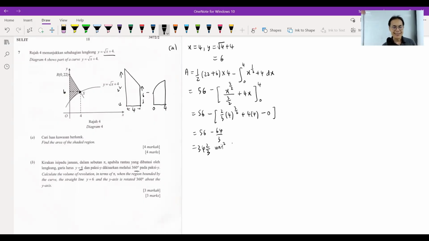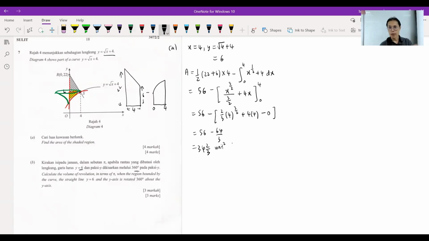So I'm now going to take this region. They say rantau dibatasi, region bounded by the curve. Dibatasi oleh lengkung, y equals 6. y equals 6 is this line, right? And paksi y. Paksi y is your y-axis. So that means the region that we're talking about is this, the yellow one here. When you rotate 360 degree about the y-axis, the shape looks like this. Actually, you don't have to sketch this. Just want to show you that the region is up to here.